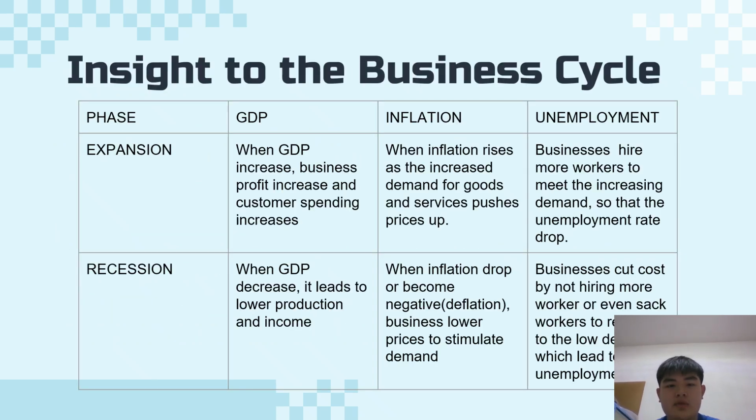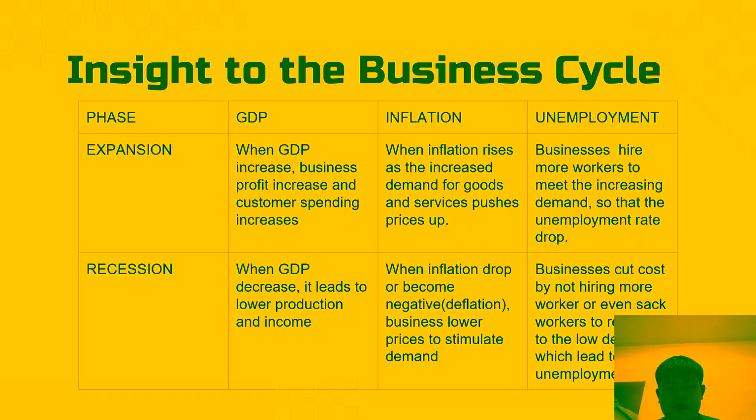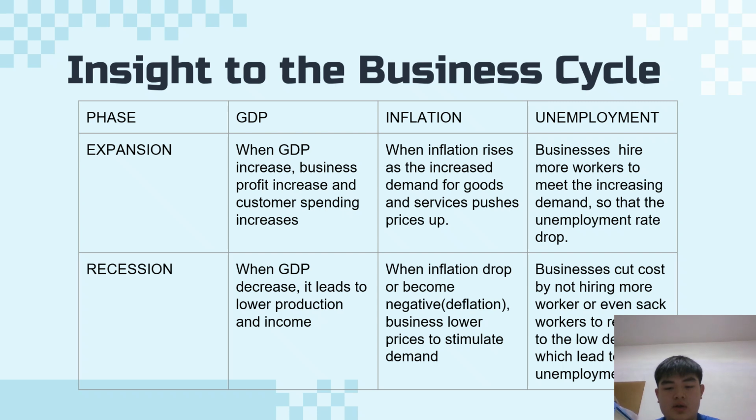Next will be the insight into the business cycle. During expansion, GDP growth raises profits and spending, boosting demand for banking services while reducing unemployment. Conversely, recession causes contraction, lower inflation, and higher unemployment. Awareness of these phases helps DBS balance growth with risk management.